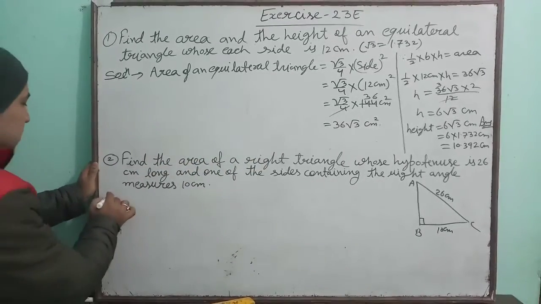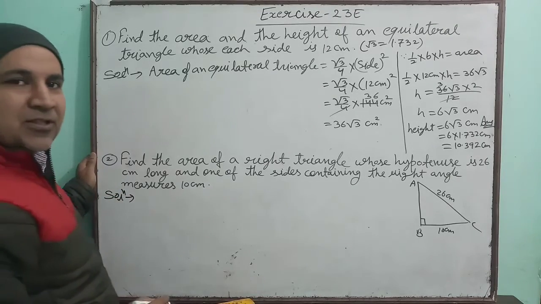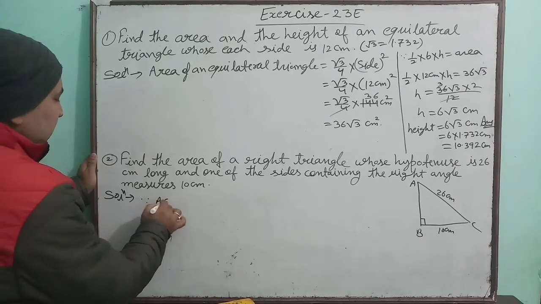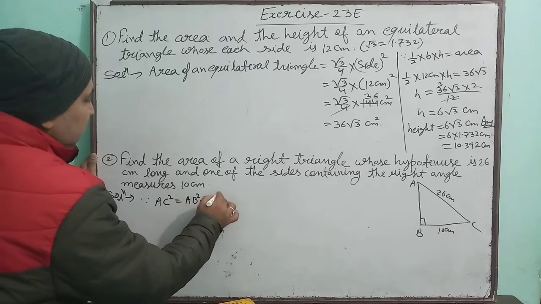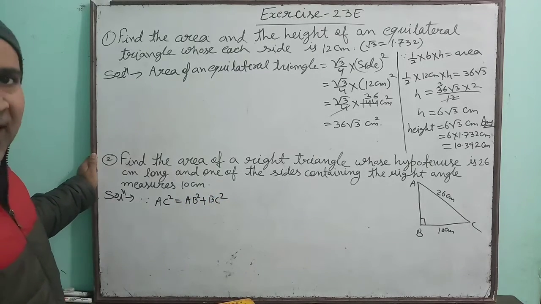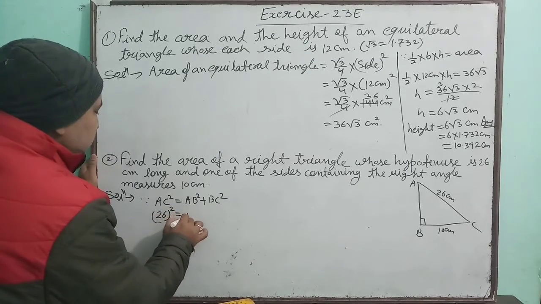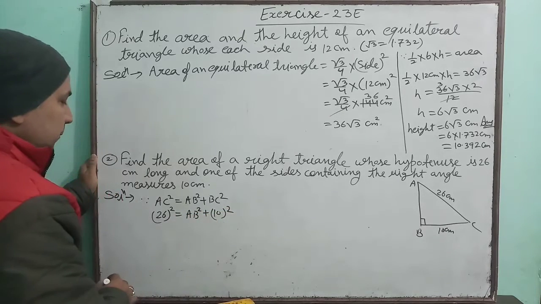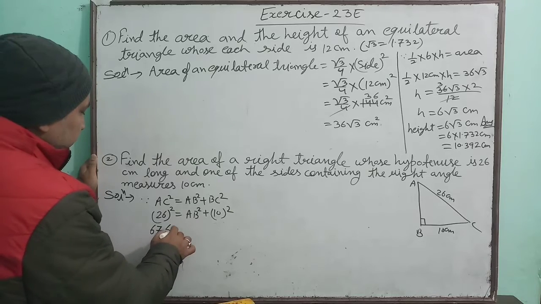And how you will find? By using Pythagoras theorem. Have you remembered what is the Pythagoras theorem? See here. According to Pythagoras theorem, AC square is equal to AB square plus BC square. This is the Pythagoras theorem. Now put the value. 26 square is equal to AB square plus 10 square. 26 square is 676.